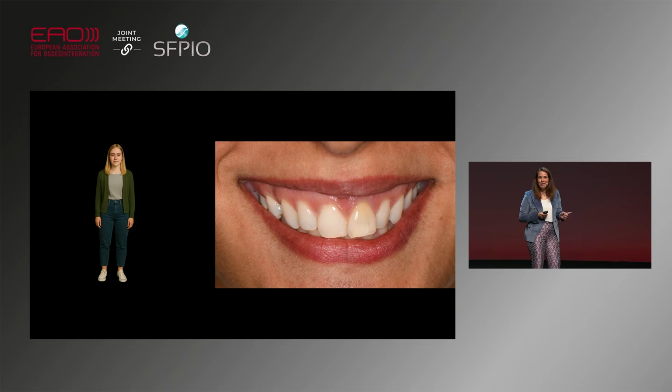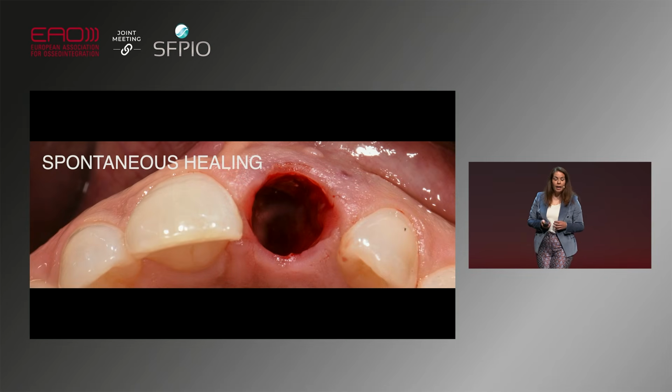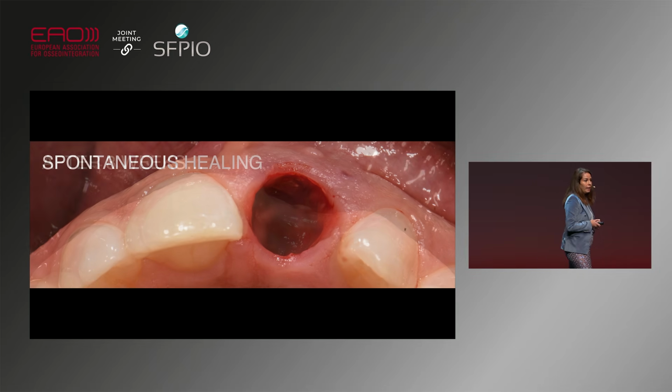So it's not an easy case when you see, okay, not much bone there. The shape of the tooth is also kind of tricky. High smile line. So everything together, the clinical situation with patient expectation, brought us to plan that case with the early implant protocol. So we continued with tooth extraction, and we allowed spontaneous healing for 8 weeks.